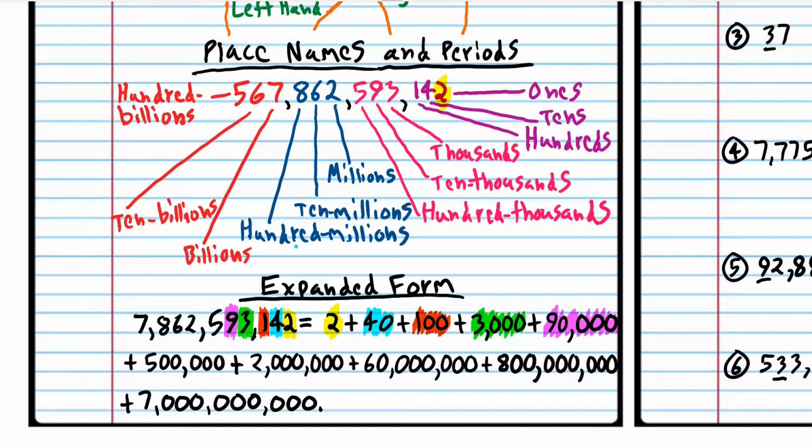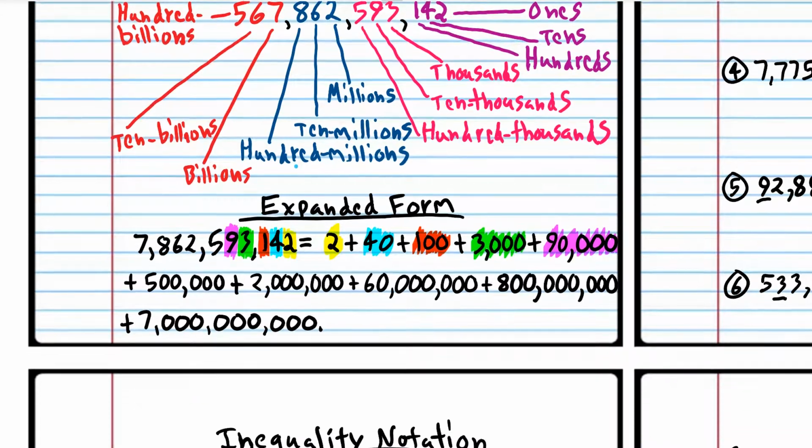The 2 is in the ones place, and what that means is that there are 2 ones. The 4 is in the tens place. What that means is there are 4 tens. 10 plus 10 plus 10 plus 10 is 40. So we haven't learned addition yet, so don't worry about that. But just know that these numbers get bigger and bigger as you go from right to left. This 1, the number 1, is in the hundreds place, so that number represents 100. And the 3 is in the thousands place, so that number represents 3,000.